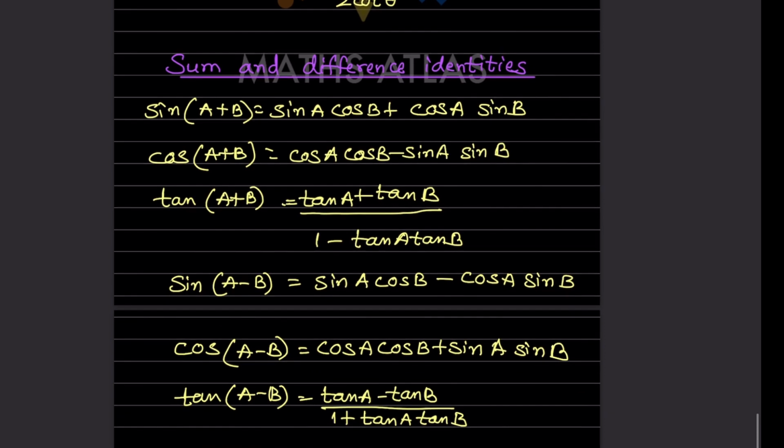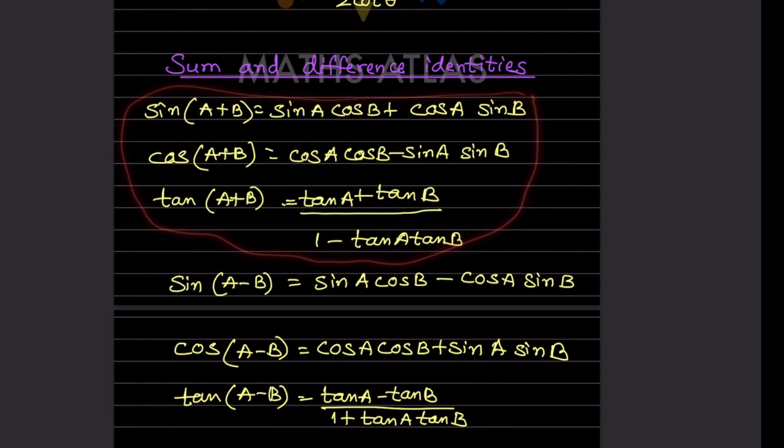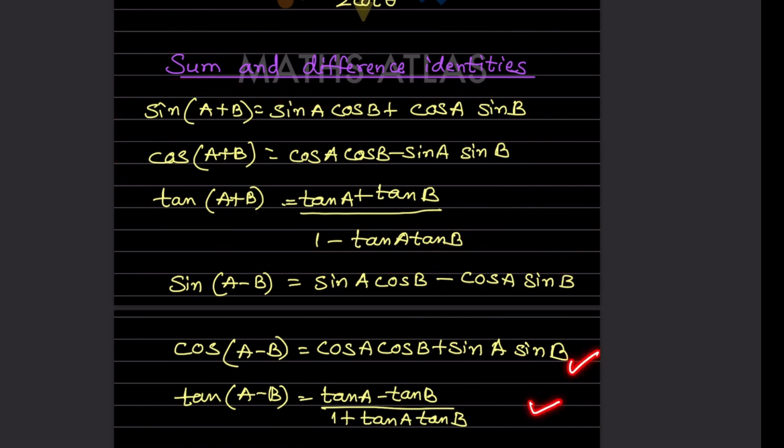Now again, there are sum and difference identities. See here, this is all for the sum: sin, cos, tan. You can just have a look at it. Sin a plus b, cos a plus b, and tan a plus b. And these three are for whenever there is a negative: sin a minus b, cos a minus b, and tan a minus b. You have to note all these things down in your notes.